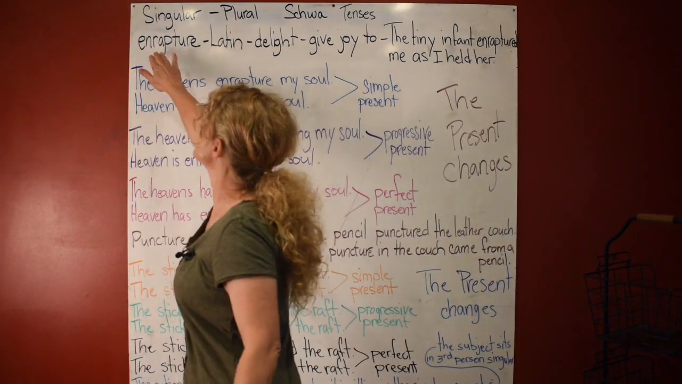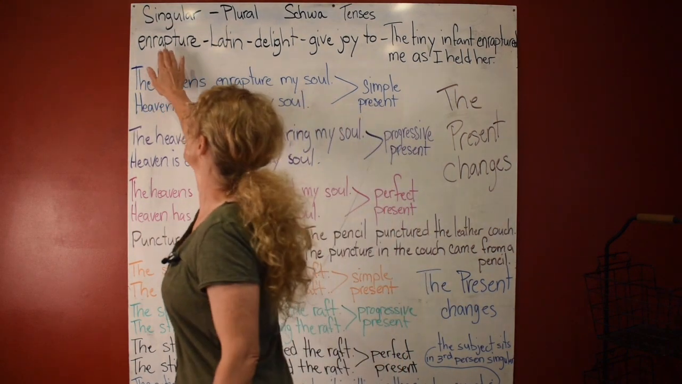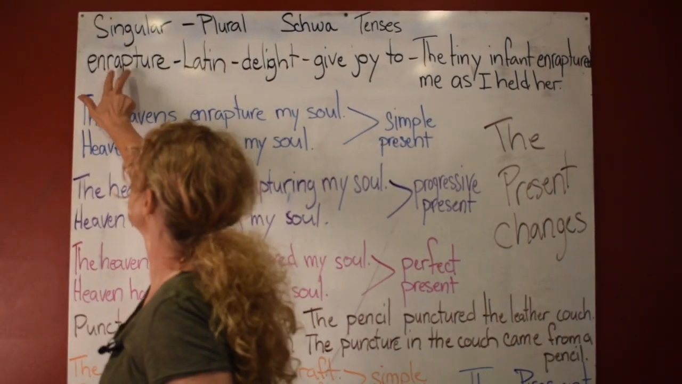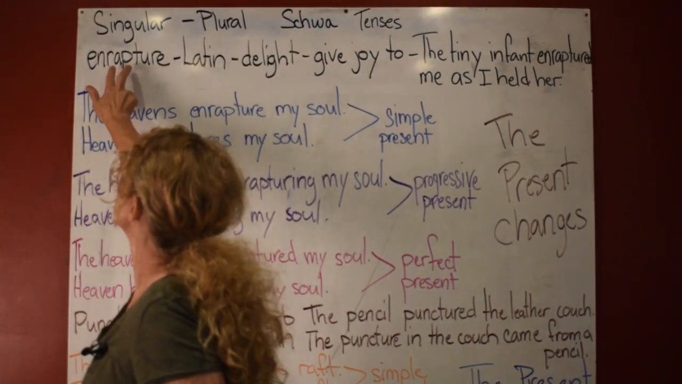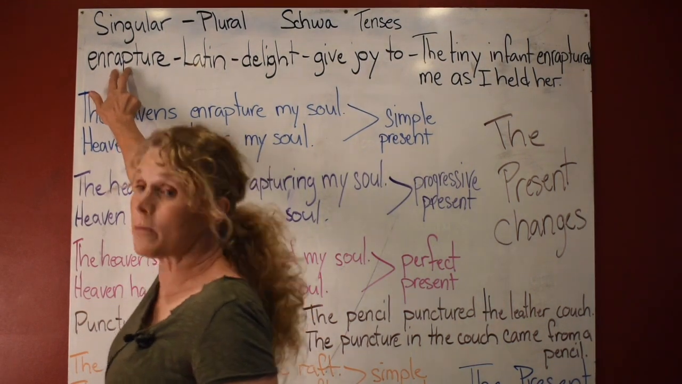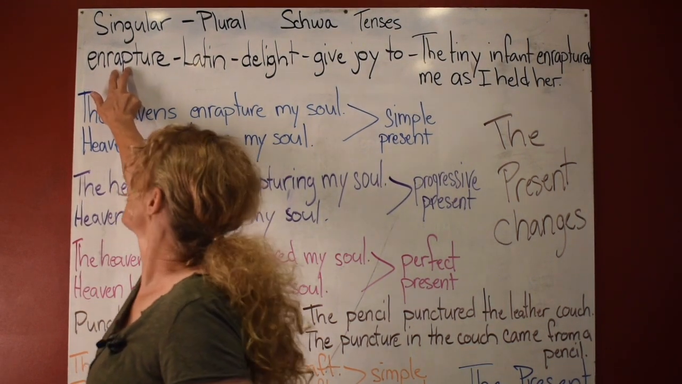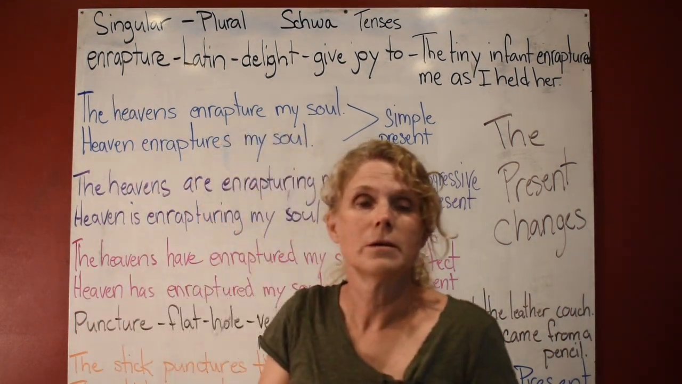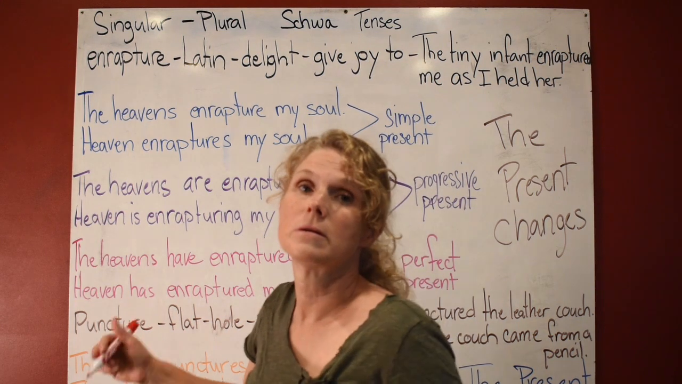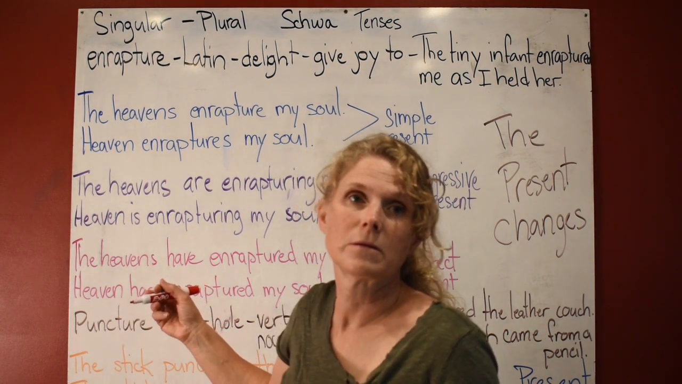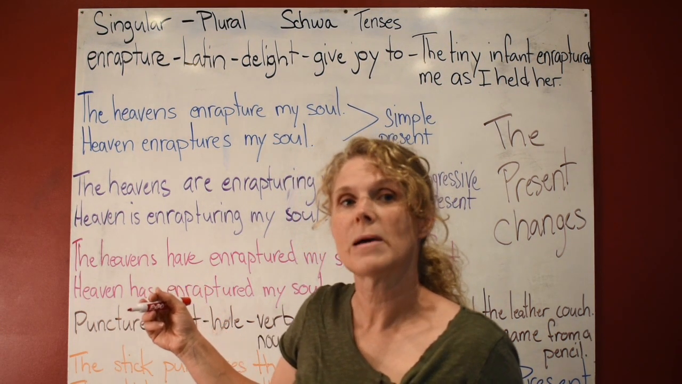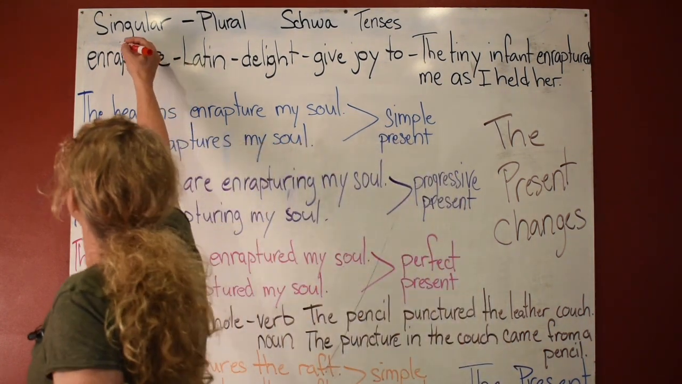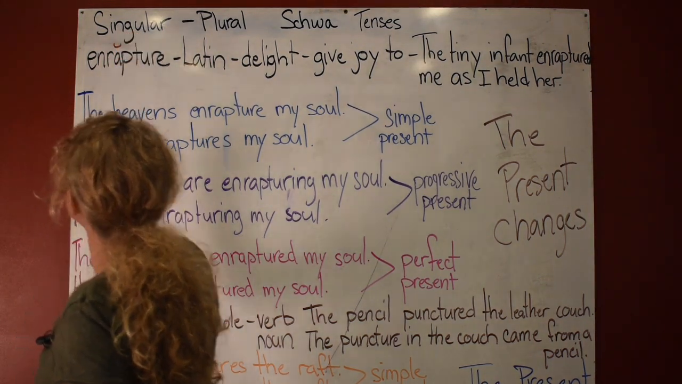Okay, now look at this word right here. Enrapture. Now the accented syllable is this one. This means that this syllable right here is stressed. So this is the accented syllable. How do we know that that's the accented syllable, boys? The A is accented because the A is saying ah. We know that the A is saying its short sound.